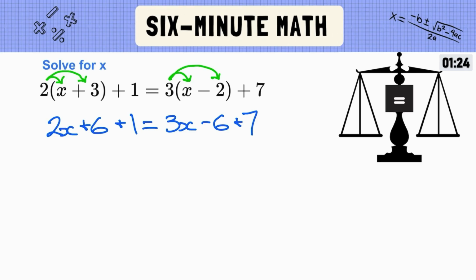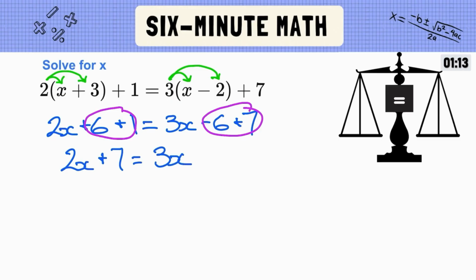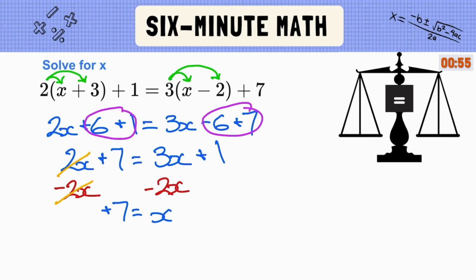At this point, I can simplify my terms on each side, which gives me 2x plus 7 equals 3x plus 1. Let's move my terms with the variable to the right side this time by subtracting 2x. Those cancel out, and I'm left with positive 7 equals x plus 1.